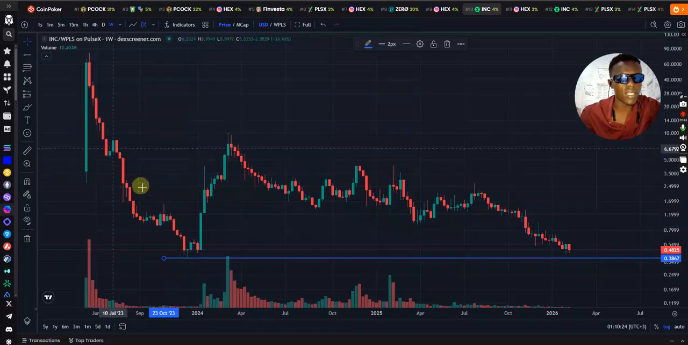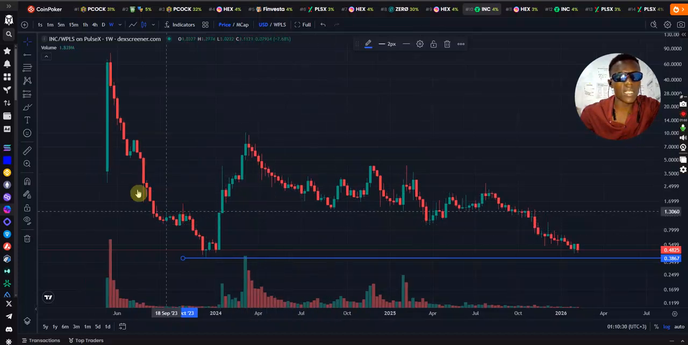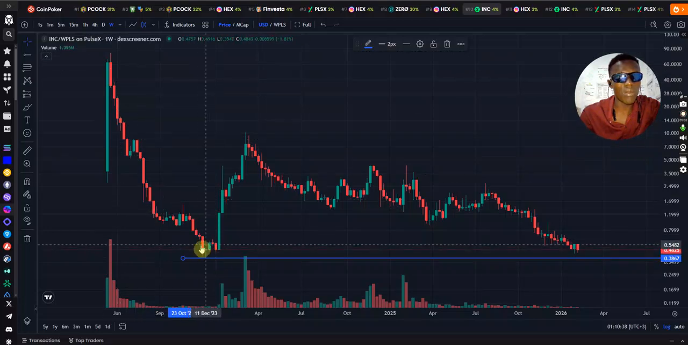So you can see this is the trend, this is the market performance, the market structure. Since the token was launched, it pumped, but then it has been going lower and lower. You can see now this is the bearish trend after it was launched.